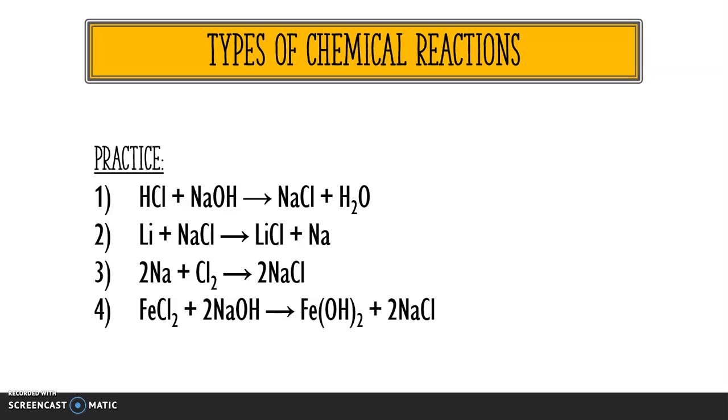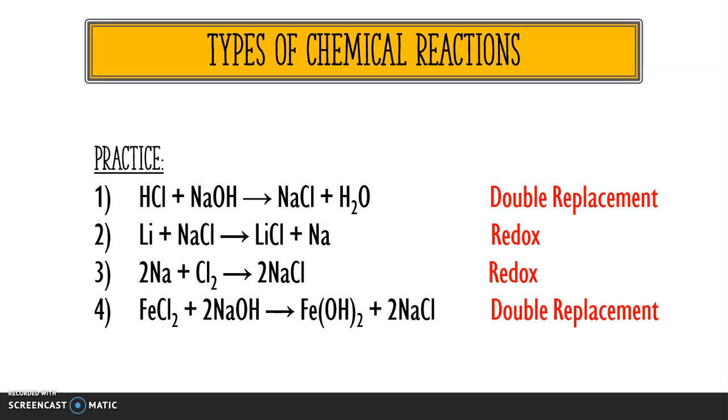All right, time to reveal some answers. So for our first chemical equation, that should be double replacement. It's compound plus compound. Our second one is an element plus a compound. That's automatically redox. Our third chemical reaction is between two elements. That's instantly redox. And our fourth chemical reaction, that's definitely two compounds reacting with each other. That's a double replacement reaction as well.